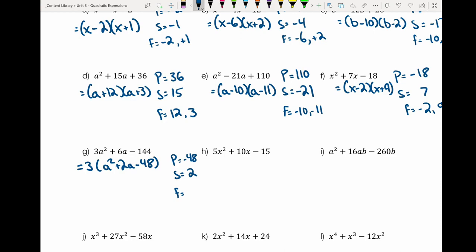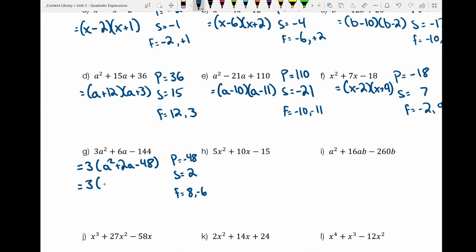So we have to think about what numbers multiply to 48 but add to 2. And what we should find, 8 and 6 do work. They multiply to 48, but one of them has to be negative because the product is negative. Because the sum is positive, my larger number has to be positive. So in this case, the 6 has to be my negative because it's the smaller number.